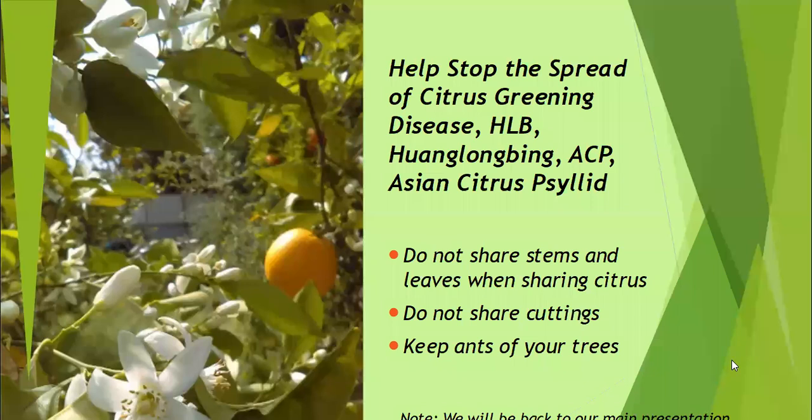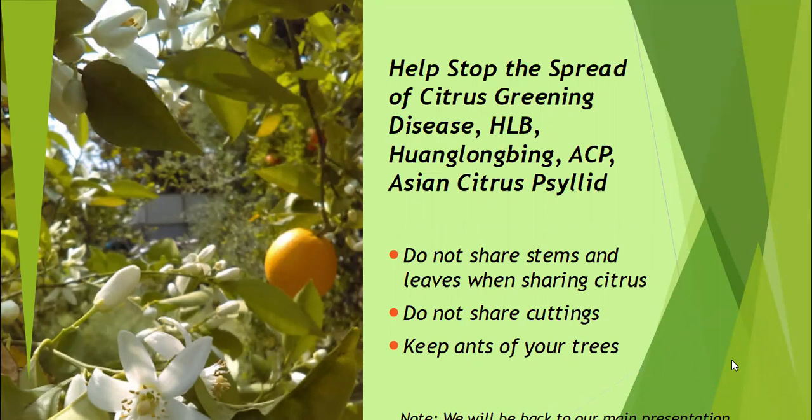You can help stop the spread of citrus greening or HLB in a couple ways. And I know with the holidays coming up, people are eager to share their citrus and use the citrus and leaves in their floral displays and wreaths, and we really recommend you not do that. So please, when you're sharing citrus, you can share the fruit, but do not share the stems and leaves where those little bugs like to hide. Also, do not share cuttings from your trees, because again, they do hide and they may not be visible to the naked eye. But sharing those cuttings and grafting to a healthy tree will end up infecting a healthy tree.